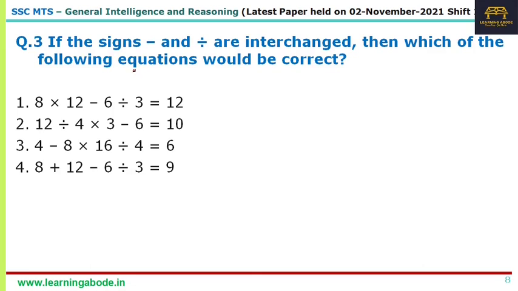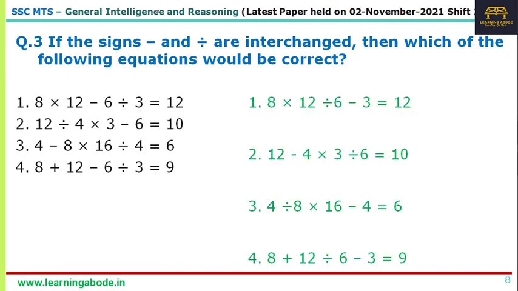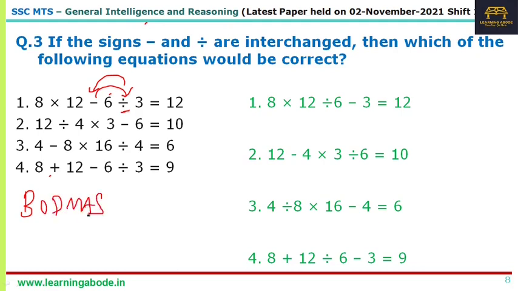So the best thing to do here, though it is a little time consuming, if you are good with numbers, it will be helpful. You just solve it very quickly. Only in very rare cases will you be able to directly eliminate something. Otherwise you have to do the calculation for all 4 options. So rewrite it. They are saying minus and division have to be interchanged. So division comes here and minus comes here. So you write that: 8 into 12 divided by 6 minus 3 equal to 12. Now very importantly, you have to follow the BODMAS rule.